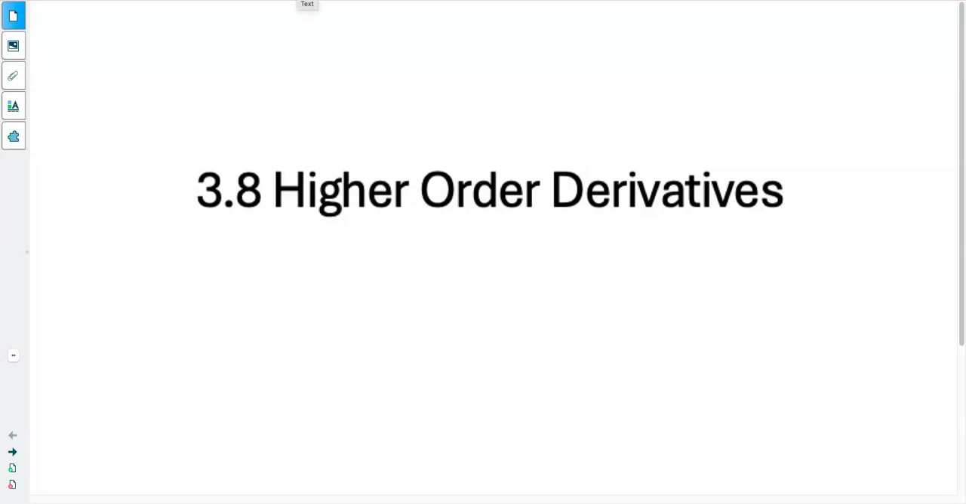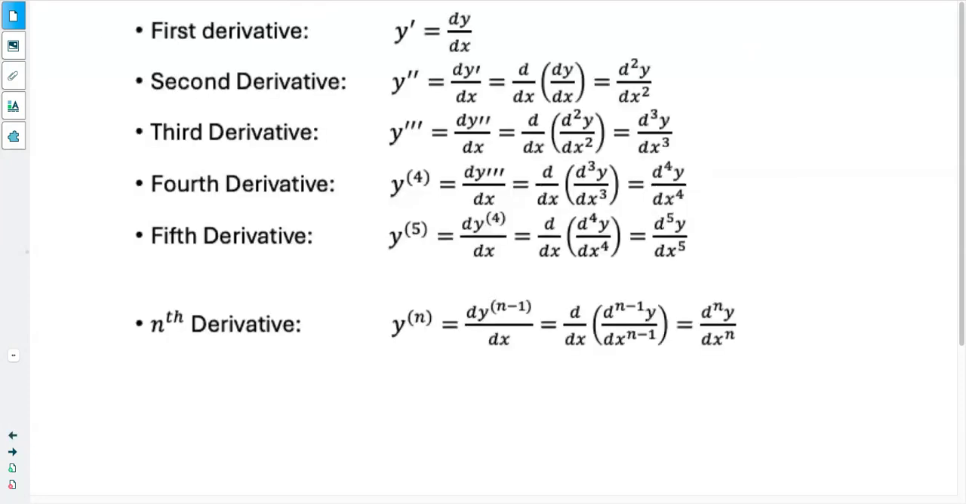Hi, today we're going to be looking at higher order derivatives. So what this means is we're not just looking at our first derivative like we've been doing so far. We'll actually be taking our second derivatives, third derivatives, and so on. So I just have some definitions for our derivatives on this page.